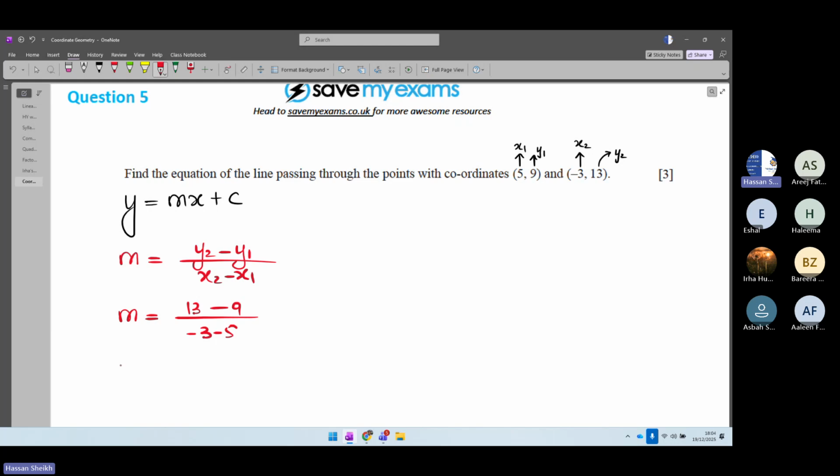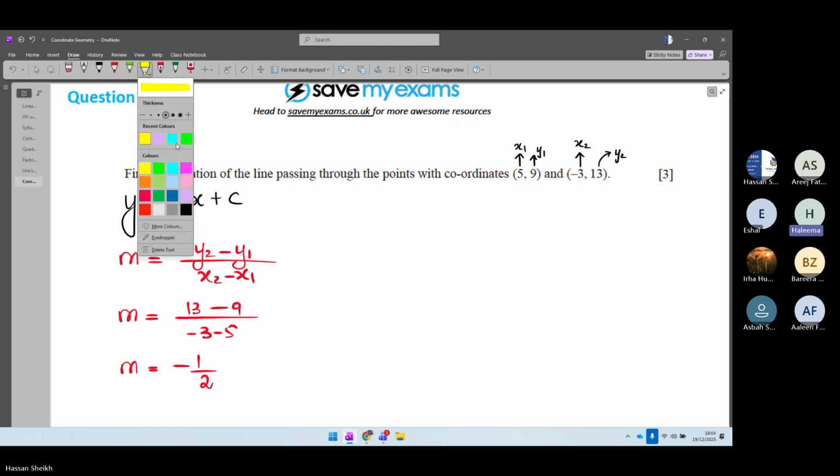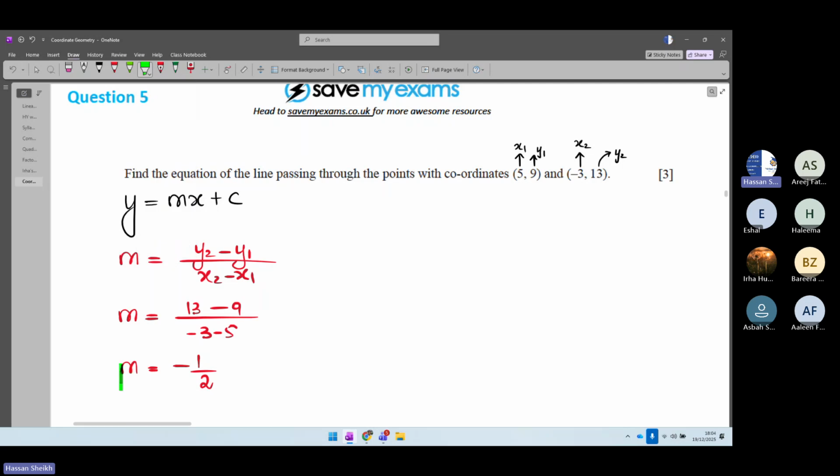Okay, because minus is there for the formula. 13 minus 9 is what? 4. 4 over minus 8 is minus 1 over 2. Do you agree? Yes. So we are done finding the slope. What else do we need to find to make an equation of the line? Y-intercept.